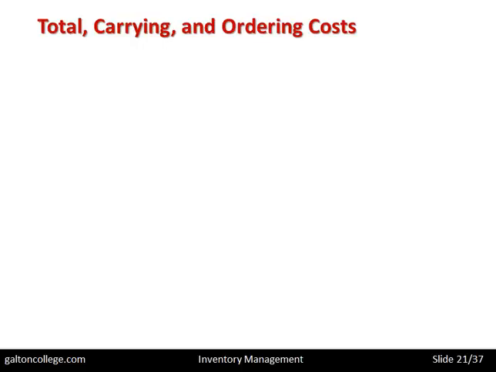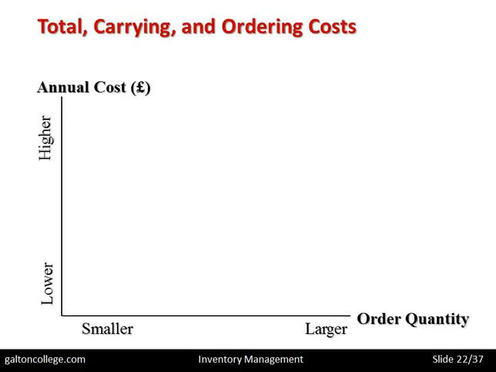Now let's look at the total carrying and ordering costs to see what they look like. Let's do it on a small diagram. Here we have the annual costs on the vertical axis, ranging from lower to higher annual costs, and the order quantities on the bottom, small order quantity or large order quantity.